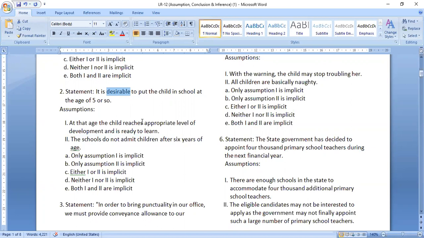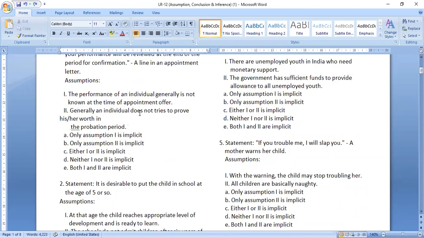Even then, see, it is a must. Had I changed this and said it is a must to put a child in school at the age of 5 years, what would your answer have been? Both are implicit. Yes, both are implicit. But now I'll just do a lot of Control Z's and we'll go back to that.